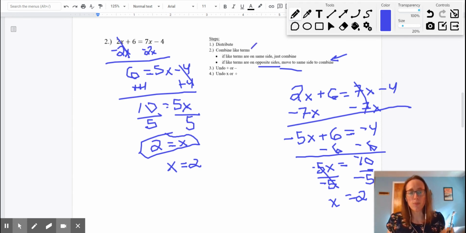But I always like to combine the variable expressions first. So the terms that have letters, I like to get those combined up first, and then I deal with the numbers by themselves. The numbers by themselves were called constants, if you recall from the last video. Okay, if your teacher requires you to check, you can go ahead and check your answer by plugging in 2 in both places. I'm going to go ahead and continue on to the next example.